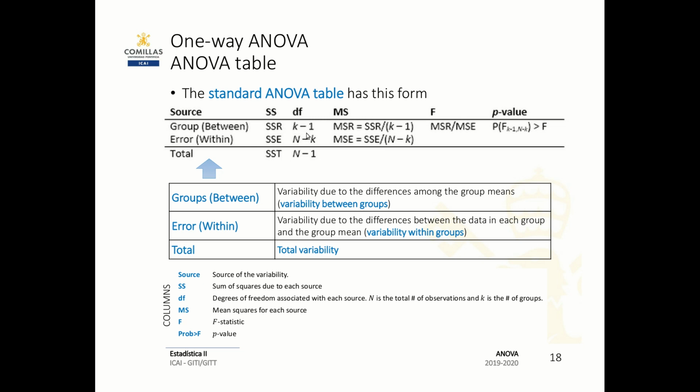And then the number of degrees of freedom that we have. If we have n observations, in total we have n minus 1. For the groups we have consumed k minus 1, and the remaining n minus k goes for the residuals. Then we have the mean squares, that is the ratio between the sum of squares divided by the number of degrees of freedom. Then we calculate the F, and from the F we can calculate the p-value.